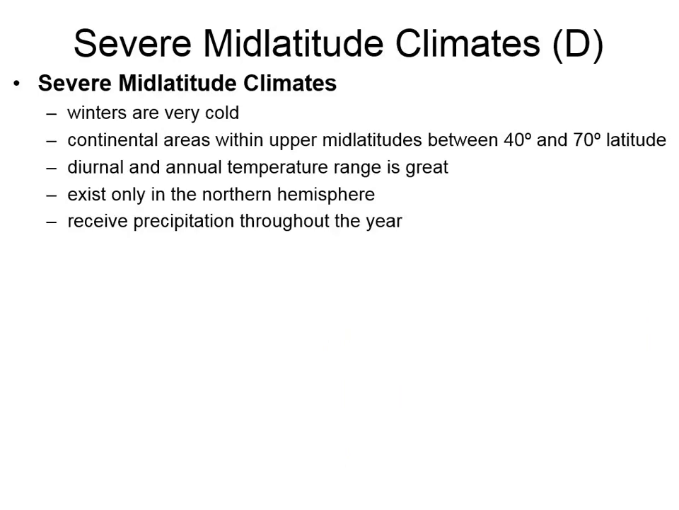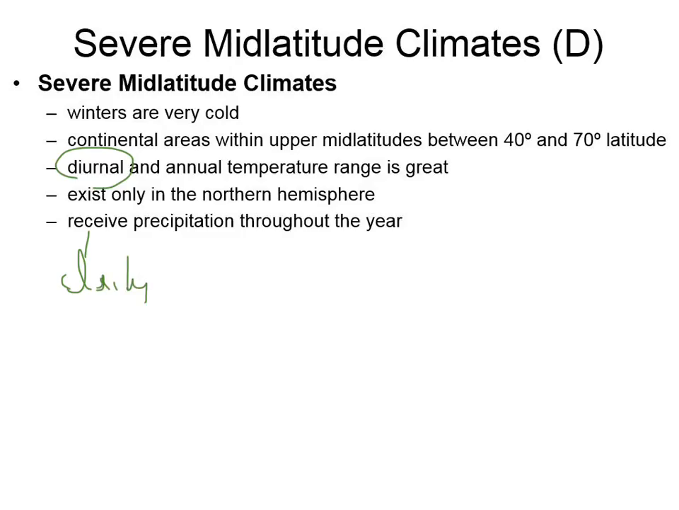Okay, now we move to the D-type climates, and they are a little bit north of the C-type climates. They're also in the mid-latitudes in the Ferrel cell. Let's see if this describes us. Winters are very cold, us. The diurnal just means daily. So basically, do we have pretty large daily temperature swings? I would say yes.